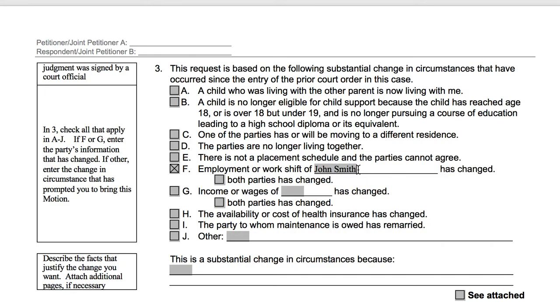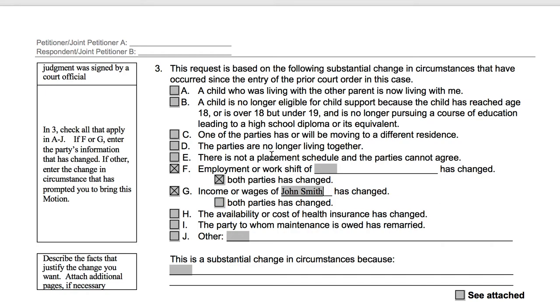If both people have changed, so if in our situation both John and Jane have new jobs or new employment or work shifts, then we would check both parties. And similarly, G is about income. So in this situation, if John maybe changed his job and he makes more or less money, then we could put that here.